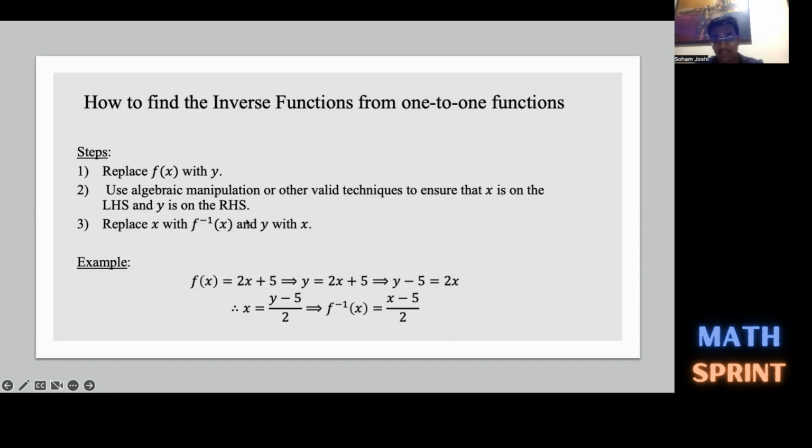Don't perform these sub-steps in reverse order. That is, don't first replace y with x and then replace x with f inverse of x. You're not going to get anywhere.